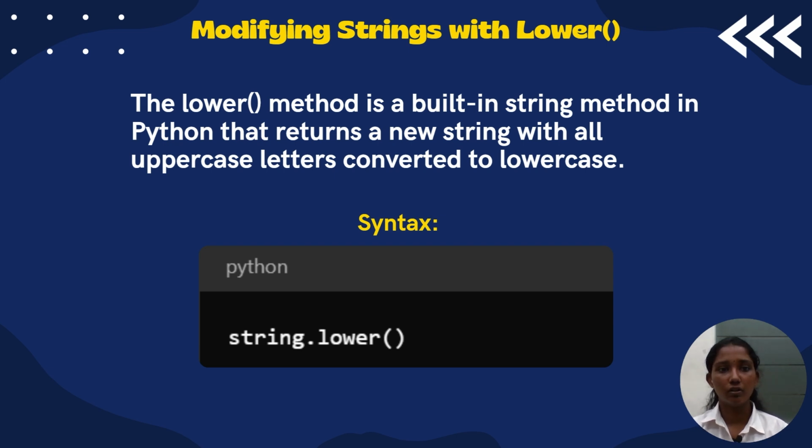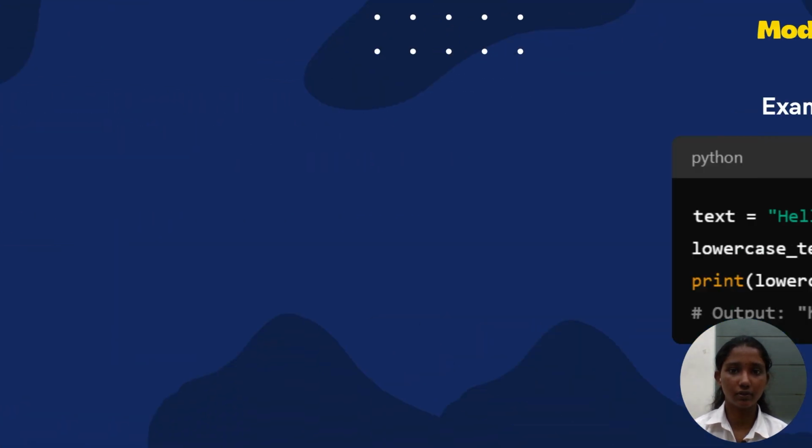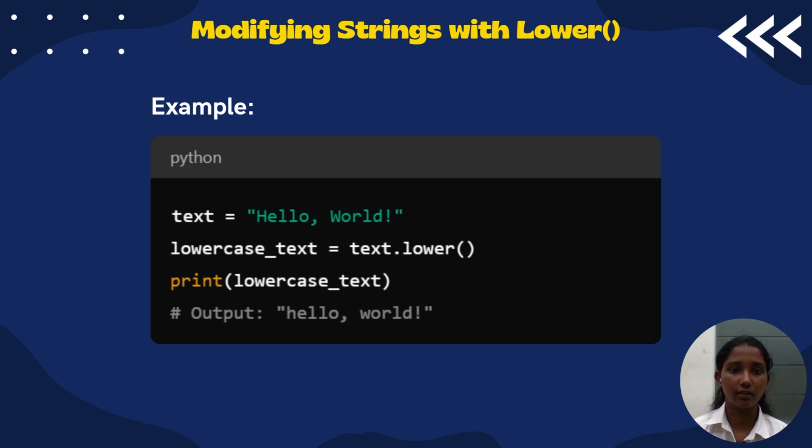Modifying strings with lower. The lower method is a built-in string method in Python that returns a new string with all upper case letters converted to lower case. Here is the syntax: string.lower(). Here is an example. The output will be in lower case, that means small letters.